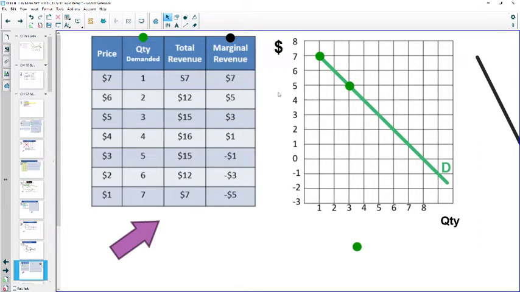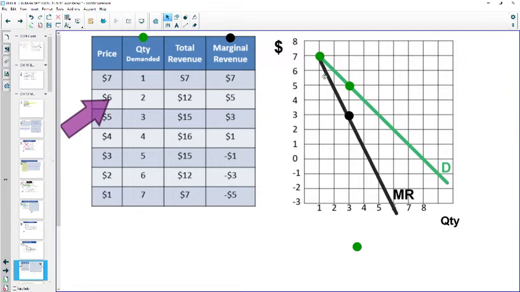Again, you sold it at 5, but you only have $3 more in the cash register because you had to cut the price $1 on these 2 units. You can't take some customers and take advantage of them. Marginal revenue sits below demand for that reason.